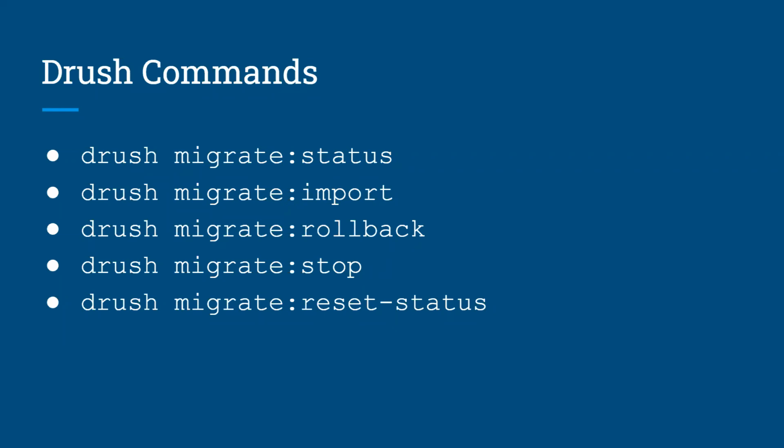Let's say you have, for whatever reason, you have to kill a long-running migration in order to go off and do something else for a little while. You can issue the stop command and it will stop the migration. You can pick it up again later. The last one, reset status, is mostly used, at least by me, when something has gone wrong. Let's say there was a PHP error in one of the process plugins that I was using. Then it would freeze the migration import process, and then I would actually have to issue the reset status command in order to get that working again.